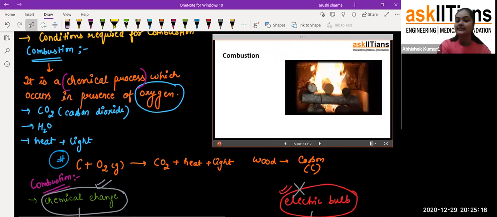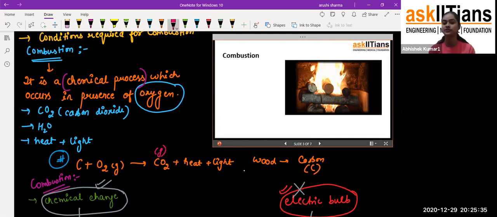In this case also there are some wood logs, and the wood logs are getting burned in the presence of oxygen, and we are getting heat and light from it, and carbon dioxide is released into the atmosphere. Because carbon dioxide is what? Carbon dioxide is a gas, so it will be released into the atmosphere. Fine, got this point?